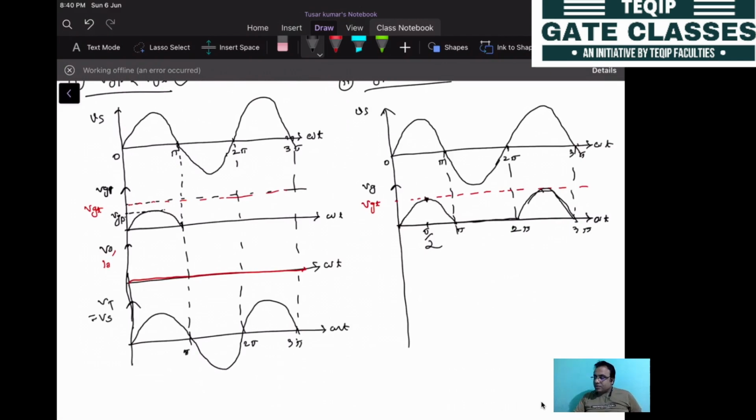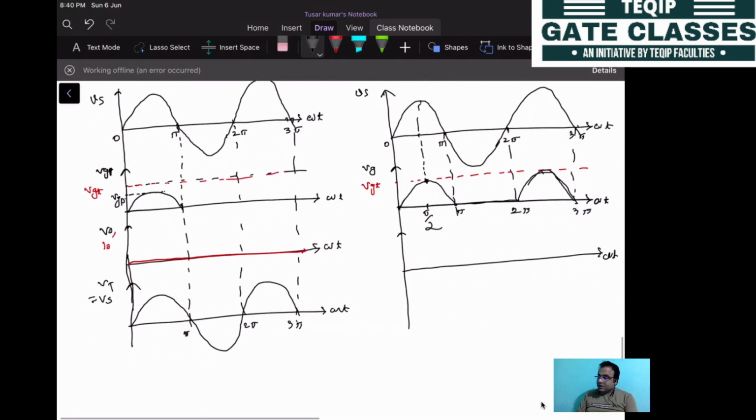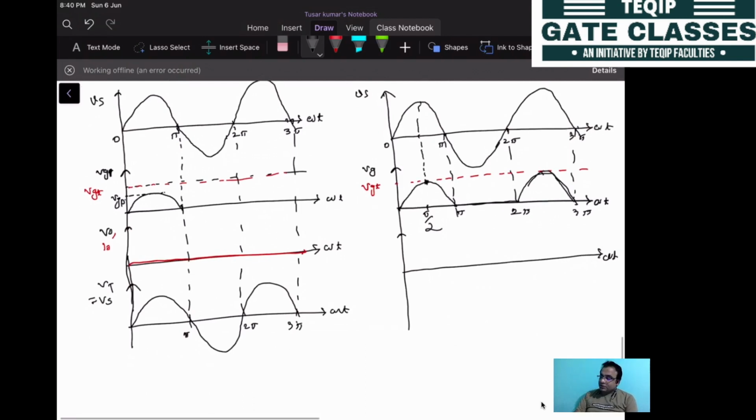So at this instant, your VGP equal to VGT. So VGP equal to VGT means now if you plot the V0, how will it be? So V0 means, look at here, at this instant it will be on, so this one will be your alpha. So this one will be the firing angle alpha. Means the device is switched on at exactly this location. So that one will be reflected in the output voltage V0.